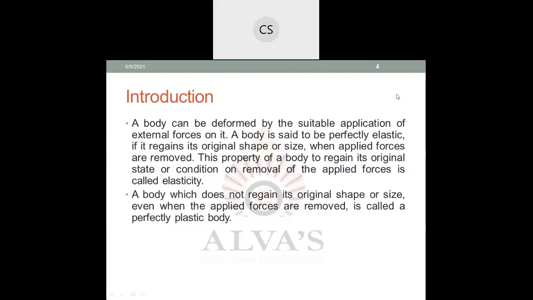Still many have not answered the poll. I am just verifying whether you are able to use the polls. Please use that. Still 12 members have not answered. One minute left. All right.